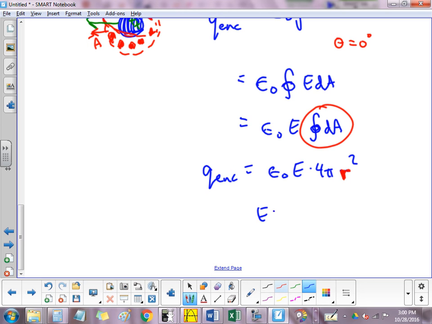So then E is going to equal Q enclosed. Well, all the charges enclosed. So I'm going to treat Q enclosed as just capital Q. So it's going to basically be capital Q all over, and then I'm going to have a 4 pi epsilon naught r squared. Okay, this is enclosed in our G surface.